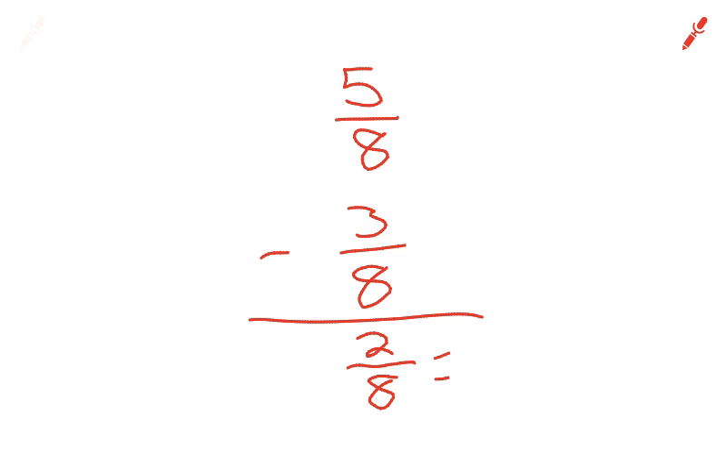So 2/8 here. What goes into both 2 and 8? 2 does. How many times does 2 go into 2? It goes in once. How many times does 2 go into 8? It goes in 4 times. So our answer is 1/4. Let's put 1/4 mile.